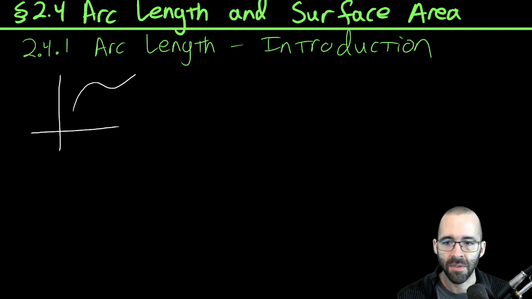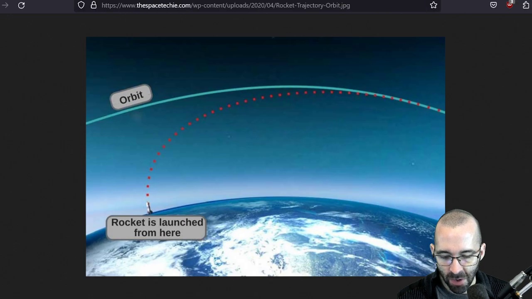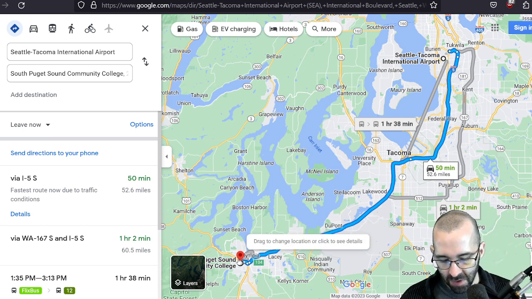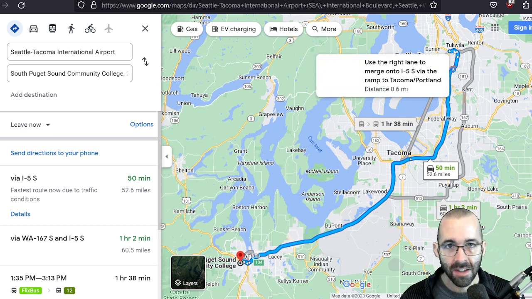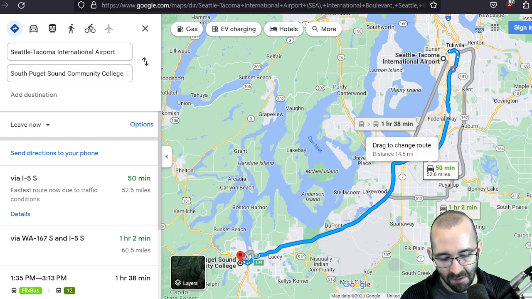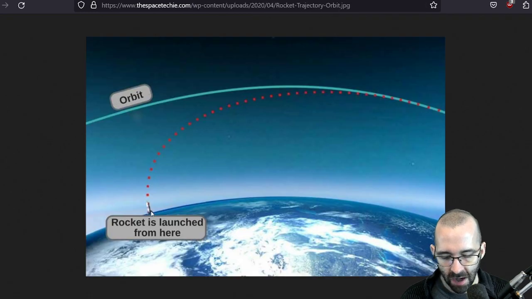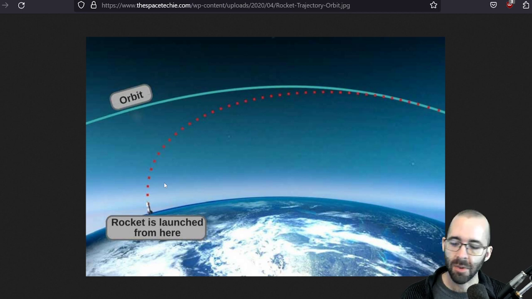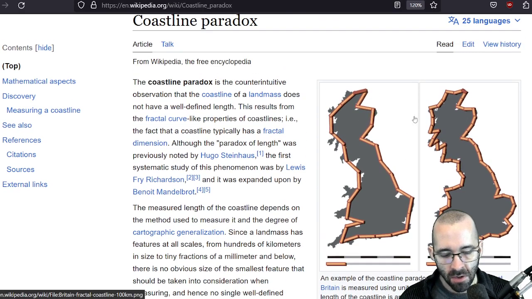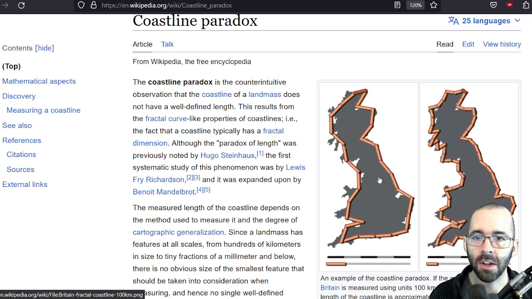So, we have seen stuff like this before, if we go to Google Maps or something. It doesn't matter the displacement. What matters is the distance traveled. And that's essentially going to be the arc length of this curve. If we want to look at how far a rocket's going to have to go, maybe that's going to have to do with fuel or something. We could calculate the length of its travel trajectory. Or if we wanted to know how long a coast was, the coastline of a country or something.